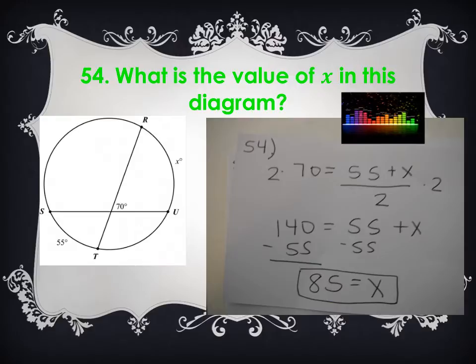From there, you will solve the equation by multiplying both sides by 2, and you get 140 equals 55 plus x. And then to solve for x, you subtract 55 from both sides to get x equals 85.